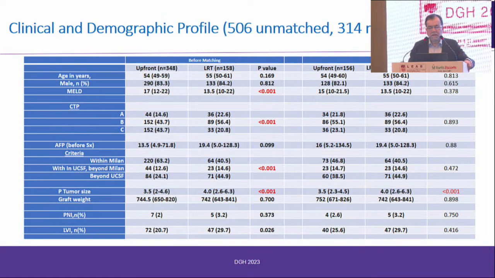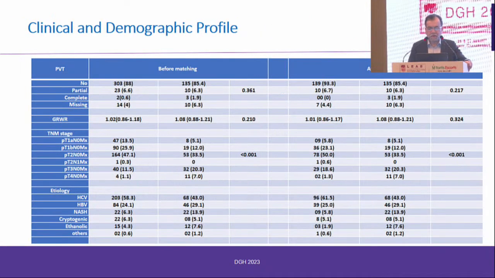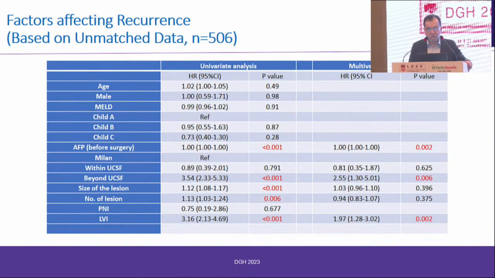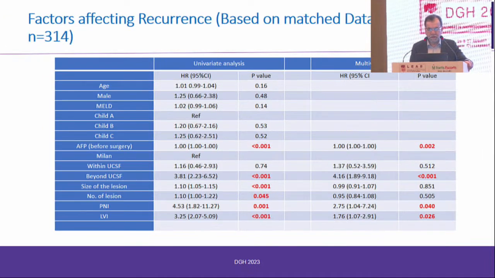If you look at the 506 unmatched versus 314 matched, before matching the MELD scores and the CTP scores were different in the two groups, but after matching, apart from the tumor size, they became similar. Because time is running out, we found that AFP, beyond UCSF, size of the lesion, and lymphovascular invasion were the important factors adversely affecting recurrence.